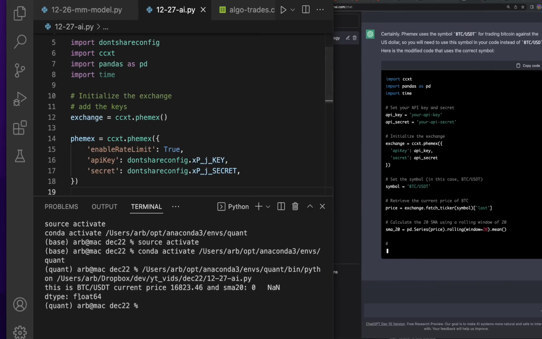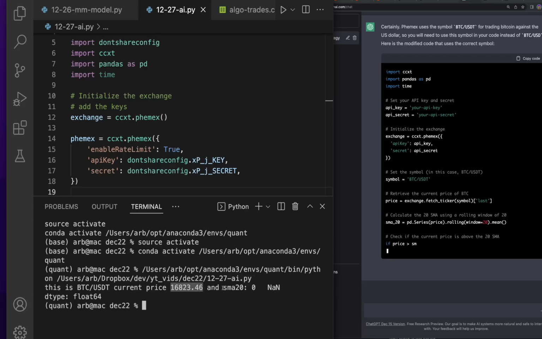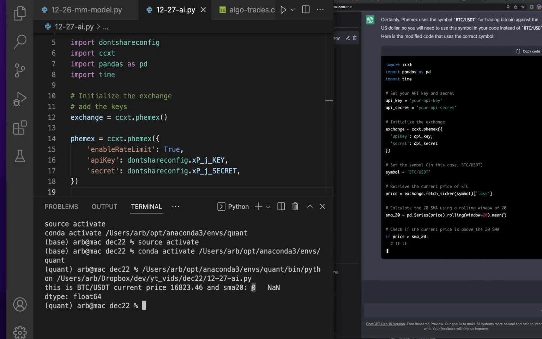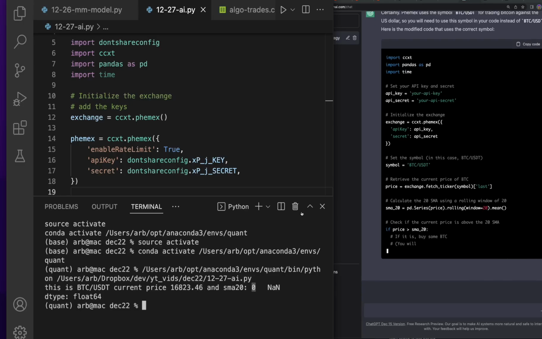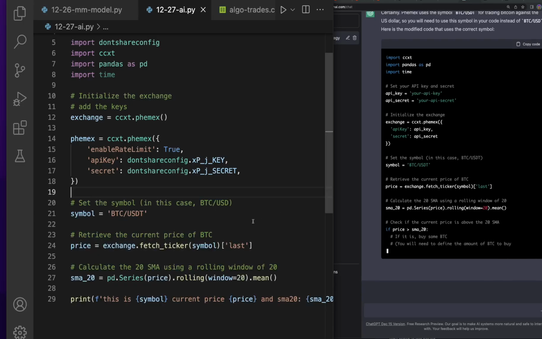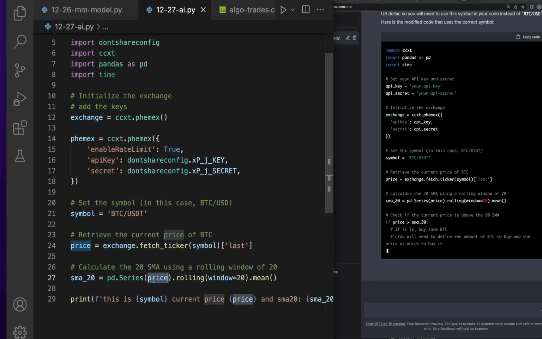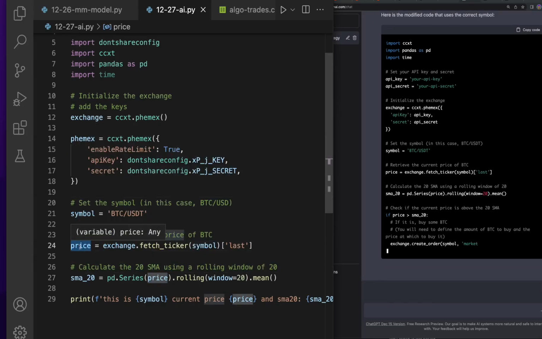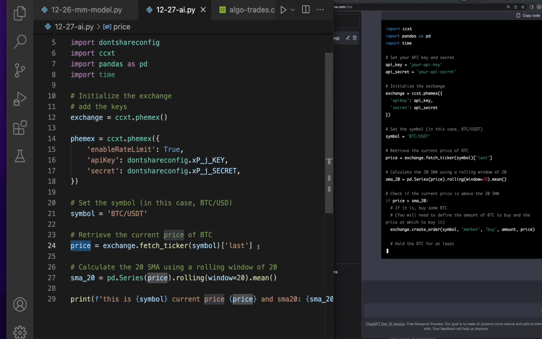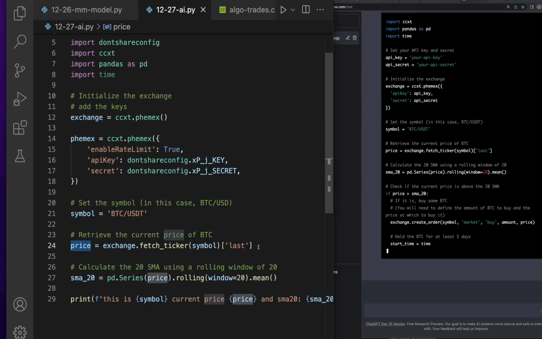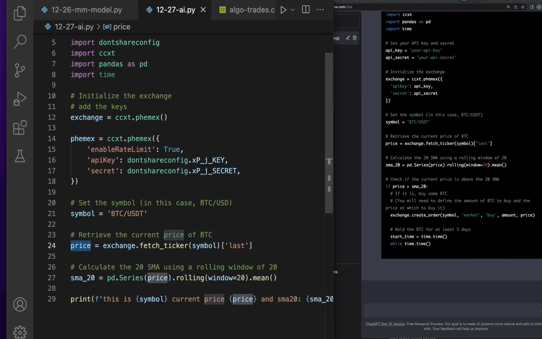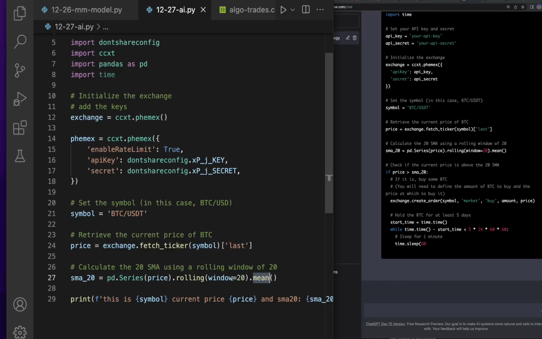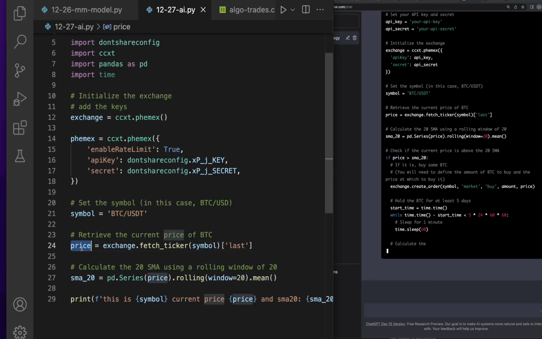Okay, there we go. So this is BTC USDT. Current price is this. The SMA 20 is this. Maybe because there's not enough data. And that's right, because this just gets the price. So while the code looks pretty good, I don't know, because you can't really get a rolling window of the mean. You can't get a mean off of one price.